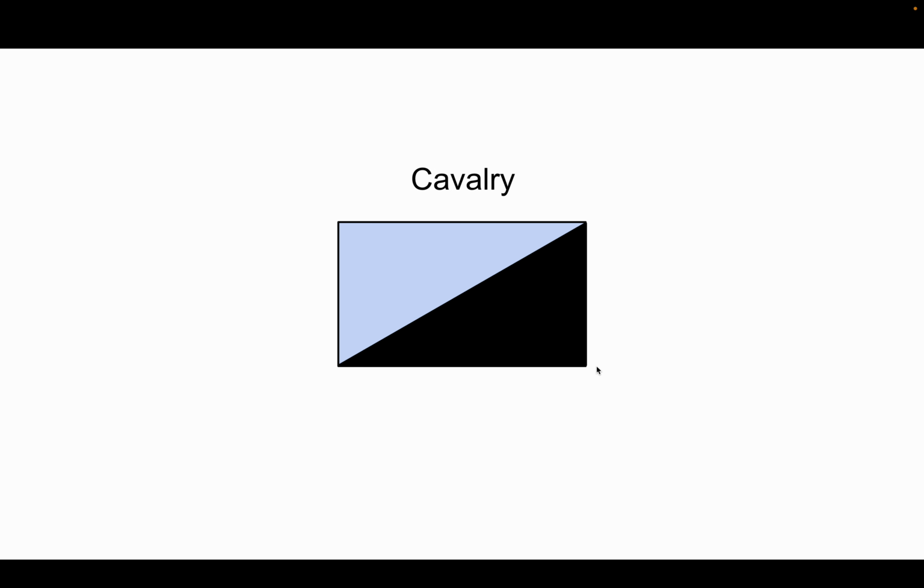So that's mechanized infantry. Next is cavalry, and you'll see cavalry a lot in the Polish army, and a good number of cavalry units in the German army, and this is just represented by a solid black triangle on the bottom right.